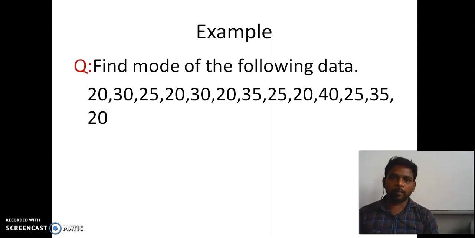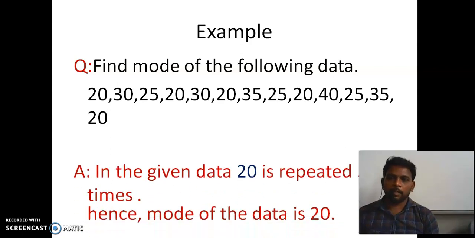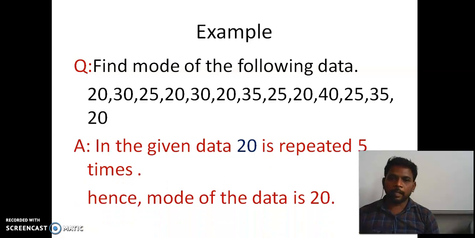See the first example. Find the mode of the following data. The data is raw data. In raw data, how can you find the mode? It is the value repeated the maximum number of times. Look at the data. Here 20 is repeated 5 times, which is the maximum number of times, so the mode of the data is 20.